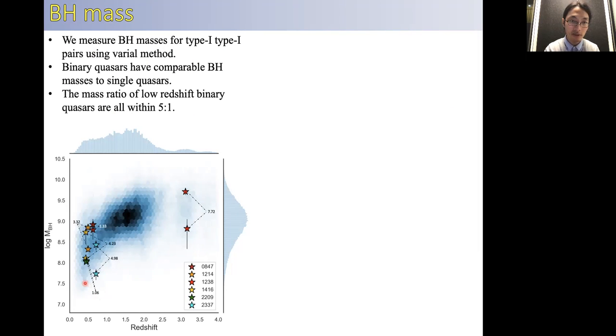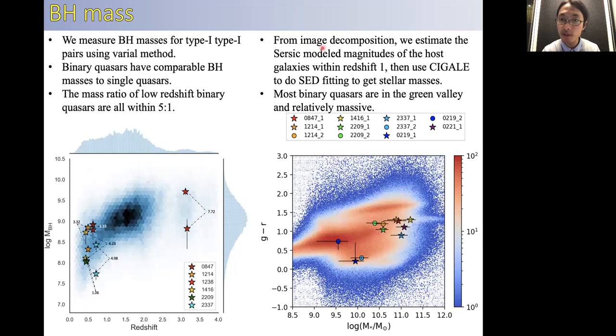Also, we find the mass ratios of low redshift binary quasars are all within 5 to 1, with only one exception here, which is a quasar pair at redshift 3, and their black hole mass ratio is 7.72. We suggest that this is because in the earlier universe, the environment is more gas-rich. Therefore, even for minor mergers, it is able to trigger enough gas inflow onto the central supermassive black hole and activate it.